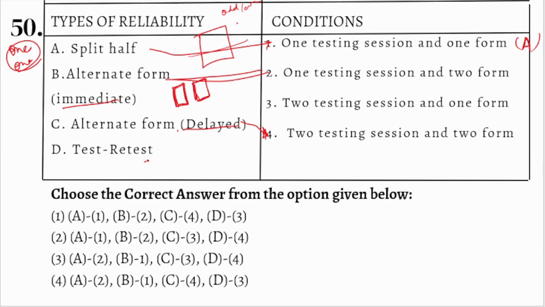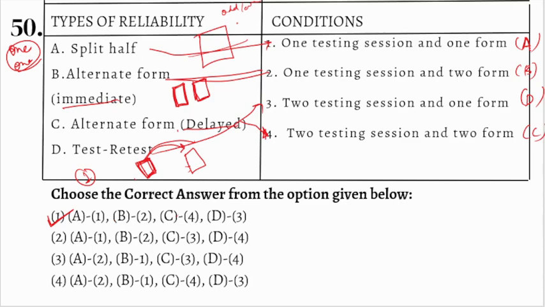Now test-retest is when we conduct the same questionnaire again on the same group of individuals to see if the scores are consistent after a point or not. So the same form will be used two times. So two settings and one form. So it's D. So A is for 1, B is for 2, C is for 4 and D is for 3. So 1 is our correct answer.